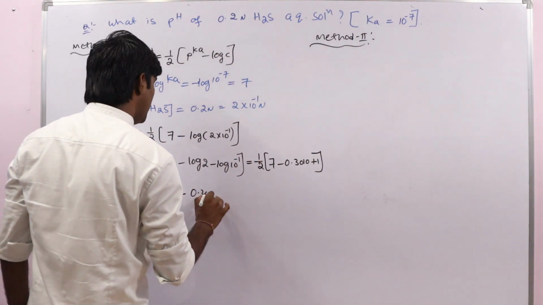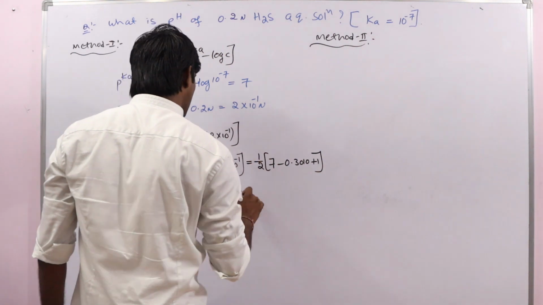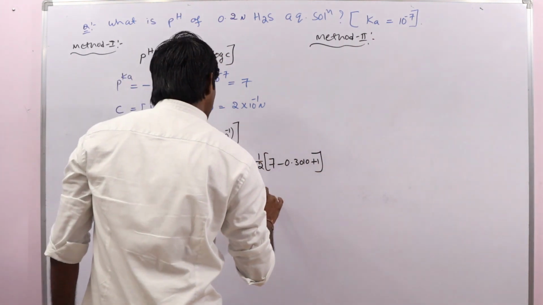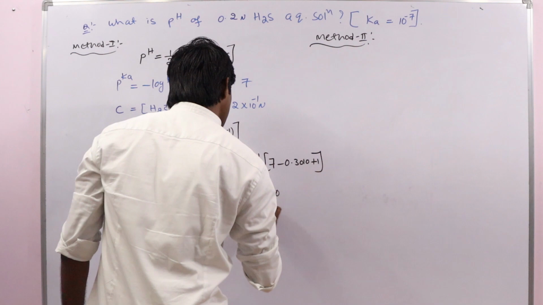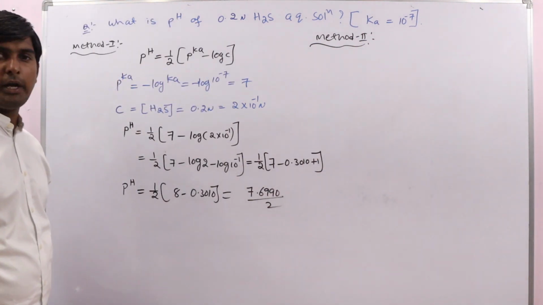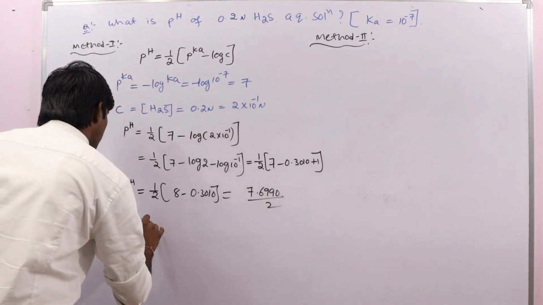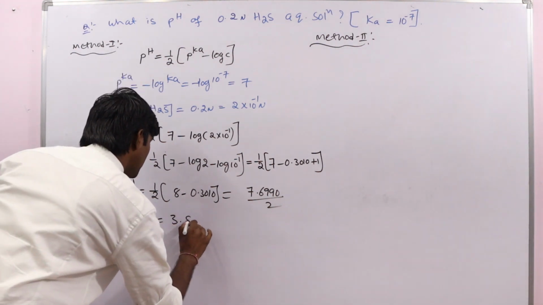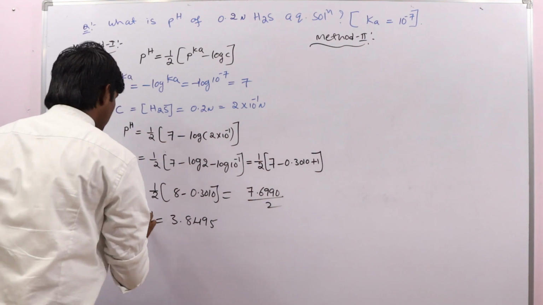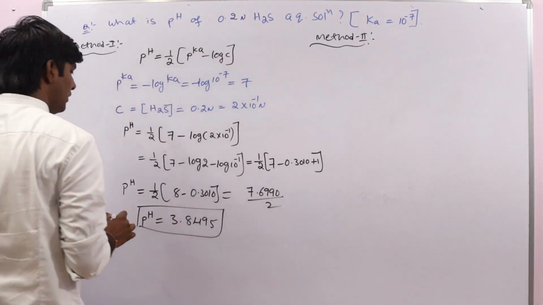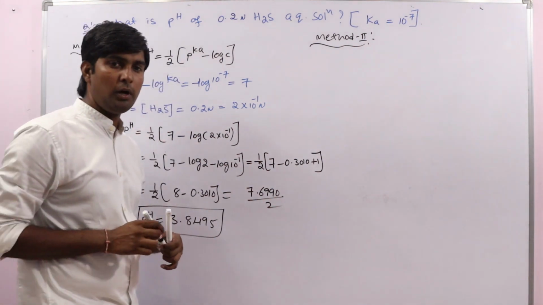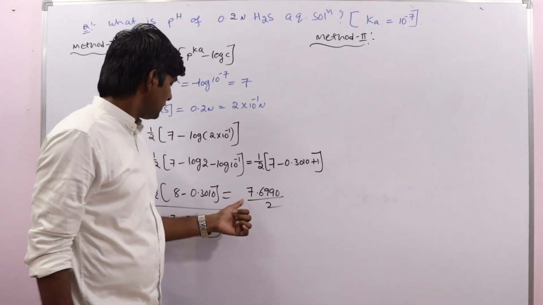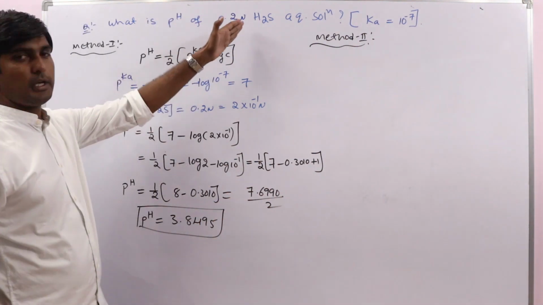Minus 0.3010. This we get as 7.6990 by 2. So pH is equal to, we get 3.8495. So pH equal to 3.8495. So this is the pH for this weak acid.